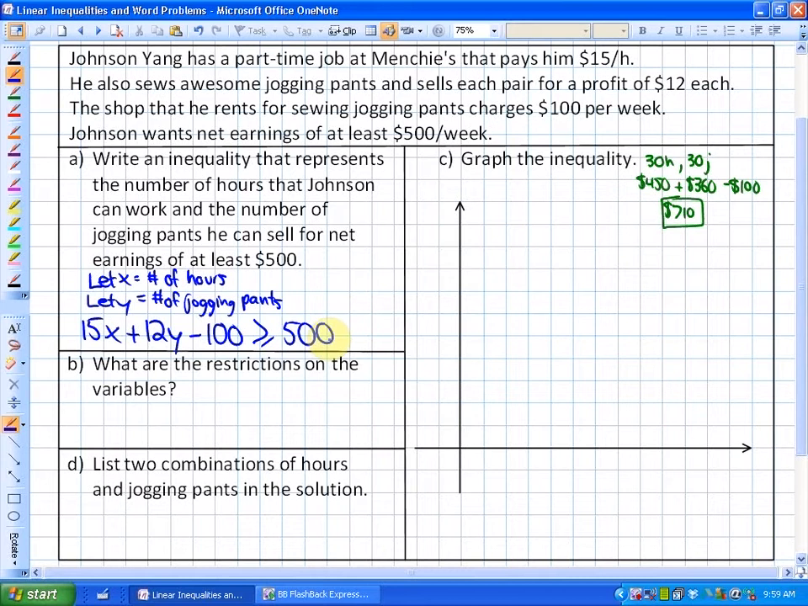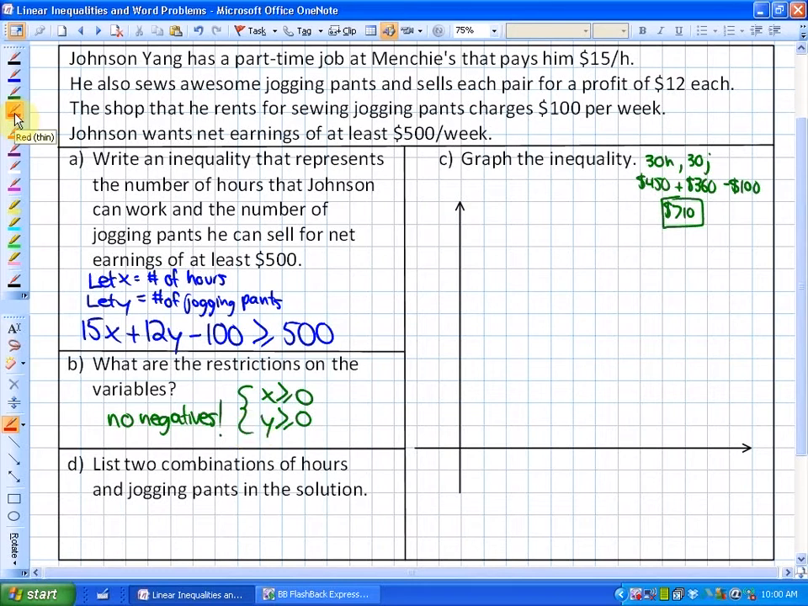Now we can look at part B, which says what are the restrictions on the variables. That means, when we get the solution region, can the combination be any numbers, or are there restrictions? In this case, we can't work negative numbers of hours, and we also can't sew a negative number of jogging pants. You could write it a number of ways. I'm just going to write it like this, no negatives. Or you could write the restrictions as x has to be bigger than or equal to 0, and y has to be bigger than or equal to 0. It's the same thing. Let's go ahead and graph the inequality.